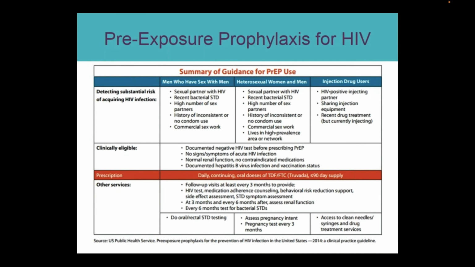Renal function should also be assessed periodically throughout treatment, and patients, again, should be tested for bacterial STDs based on certainly their risk behaviors and risk groups. And again, it's important to note that pre-exposure prophylaxis is 1 pill once a day, taken every day, not just prior to events where they may be exposed to HIV.